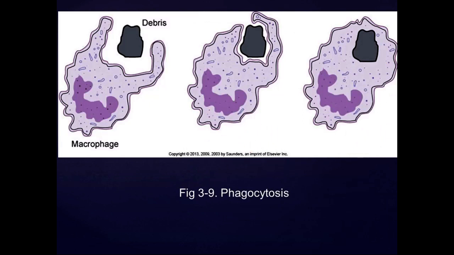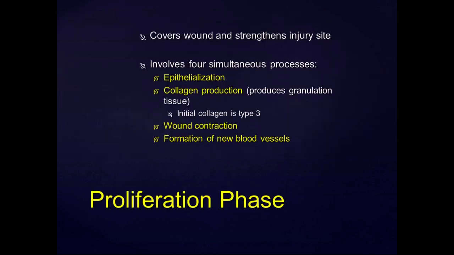So here's our little macrophage. It says, oh look, there's some debris from the wound. I'm just going to get rid of it. Take it out of here. So in the proliferation phase, the wound is strengthening. It's the epithelialization, forming new cells, collagen production, and it produces what's called granulation tissue. That's that rosy tissue. We'll talk about the types of collagen in one of the next few lectures. And initially, we're doing type 3 collagen. The wound contracts, and we get that neovascularization, the formation of the new blood vessels.